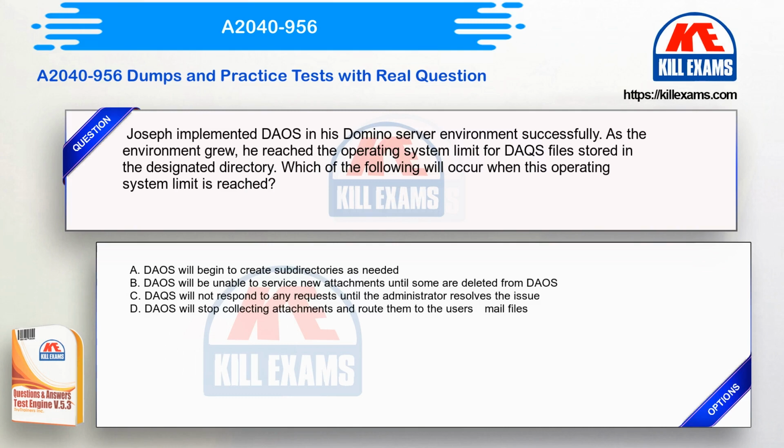Option A. DAOS will begin to create subdirectories as needed. Option B. DAOS will be unable to service new attachments until some are deleted from DAOS. Option C. DAOS will not respond to any requests until the administrator resolves the issue. Option D. DAOS will stop collecting attachments and route them to the user's mail files.